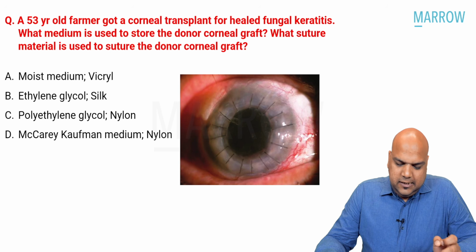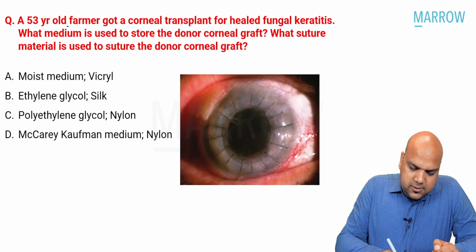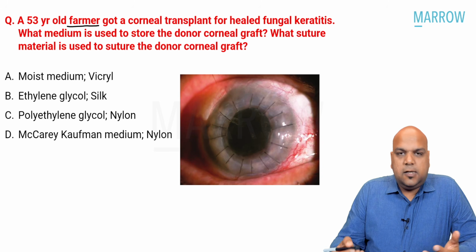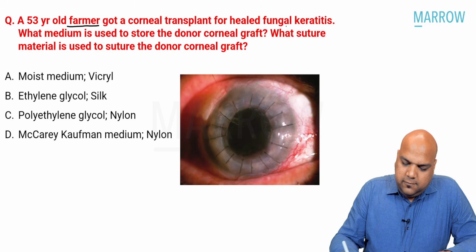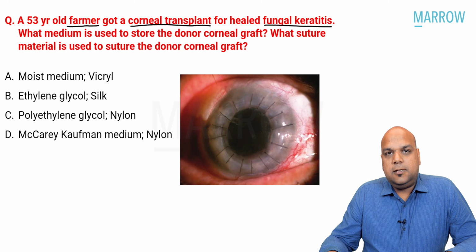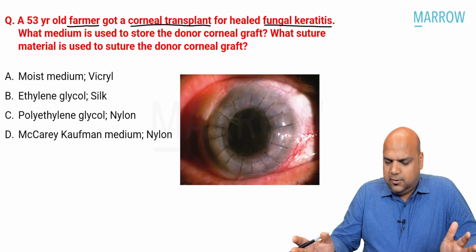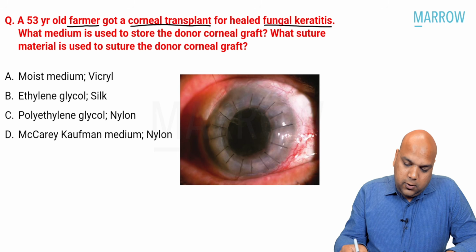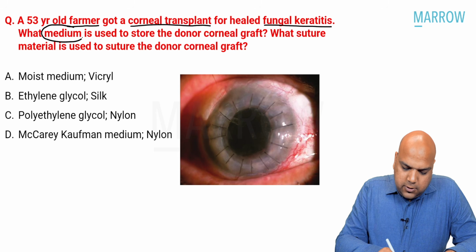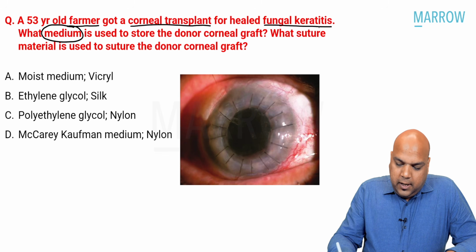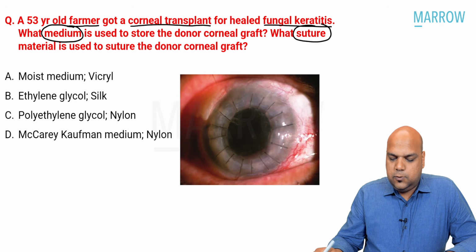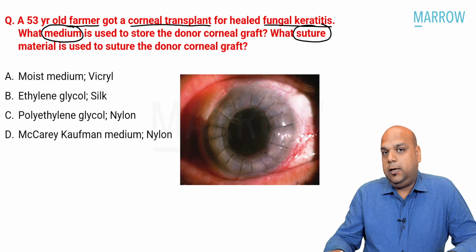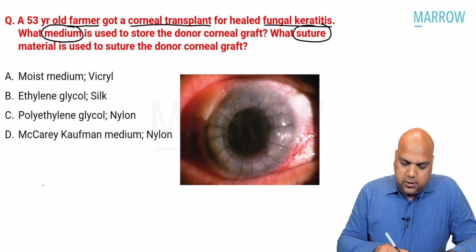Question number 3, guys. A 53-year-old farmer, so the first clue is farmer, got a corneal transplant. Oh, corneal transplant is already mentioned for fungal keratitis. So farmers get fungal corneal ulcer, for which he had to get corneal transplant done. Okay, clear. What medium is used to store the donor corneal graft? Okay, so the media for storage is being asked. And what suture material is used to suture the donor corneal graft? So basically the question is on keratoplasty.